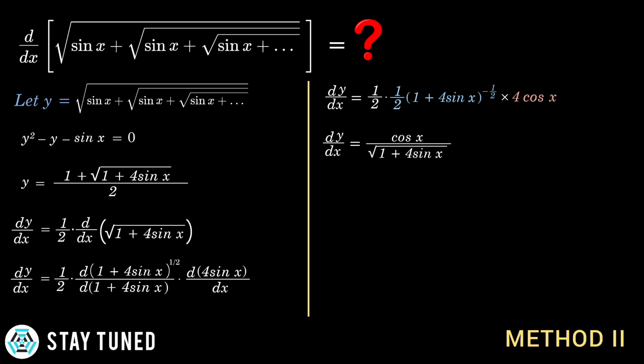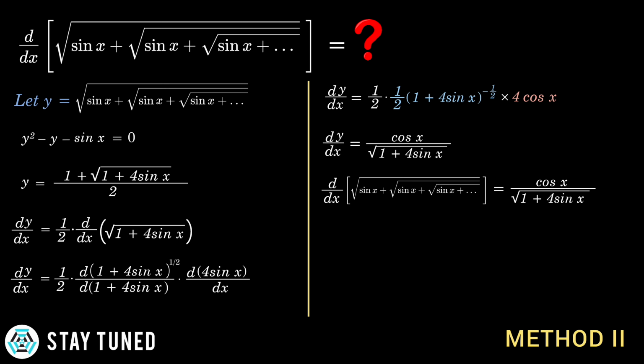Finally, we will substitute the value of y that we assumed in the beginning to get the required answer: the derivative of square root of sine x plus square root of sine x plus square root of sine x, and so on, equals cos x by square root of 1 plus 4 sine x.